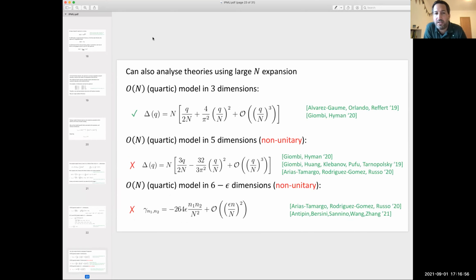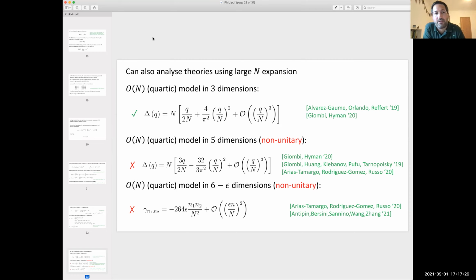You can also use the large N expansion to analyze these kinds of theories. This is nice because now you can really go to integer dimensions and look at unitary theories. So you can look at the ON quartic model in 3 dimensions. And you see again the spectrum is convex. You can read it off in this case because it's a scalar operator, so it's marginal. So the only thing you need to check is the sign in front of the first nonlinear contribution. In this case, it's the Q squared, and the Q squared has a positive sign. That means that the spectrum is convex.